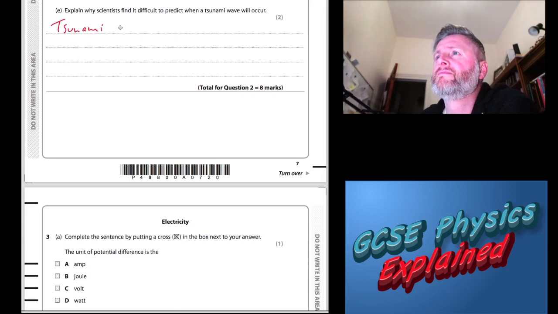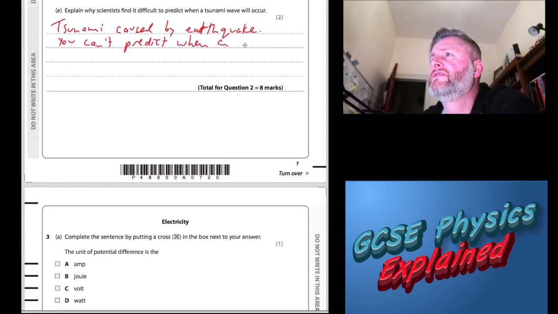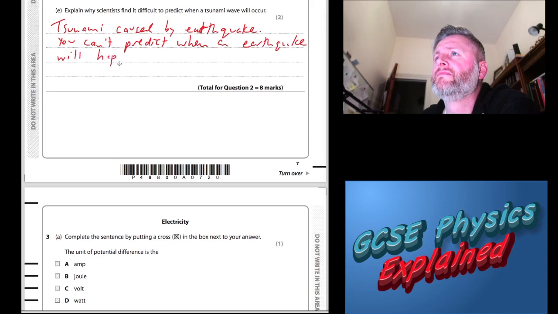Tsunami caused by earthquake. You can't predict when an earthquake will happen.